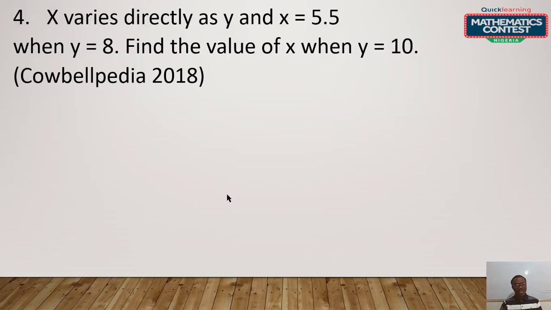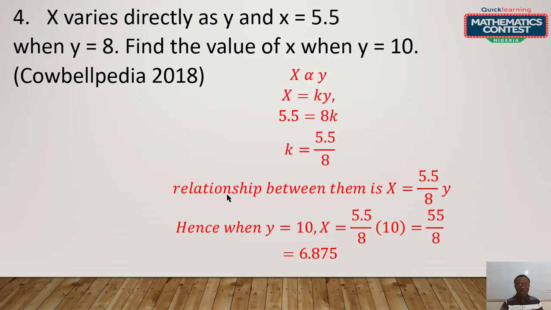The next question is, x varies directly as y, and x is equal to 5.5 when y is equal to 8. Now find the value of x when y is 10. This is just a direct variation. Since we're not hearing inversely, we're not going to put 1 over y. And take note, it varies directly as y, not y squared, not y cubed, not square root of y, not cube root of y. So just keep ordinary y there.